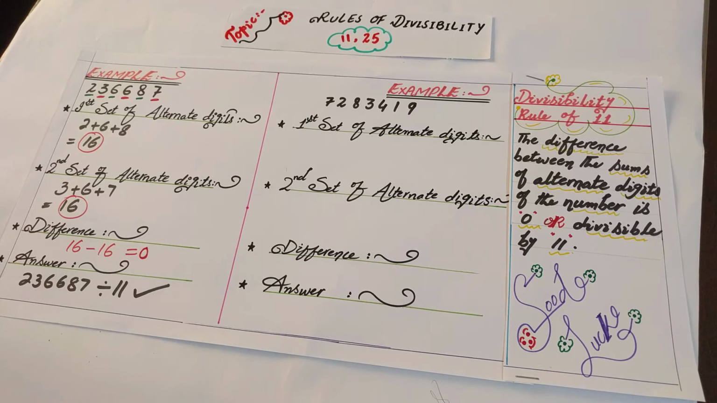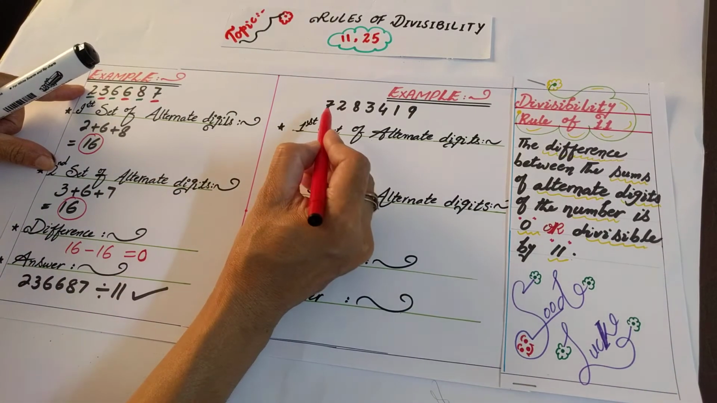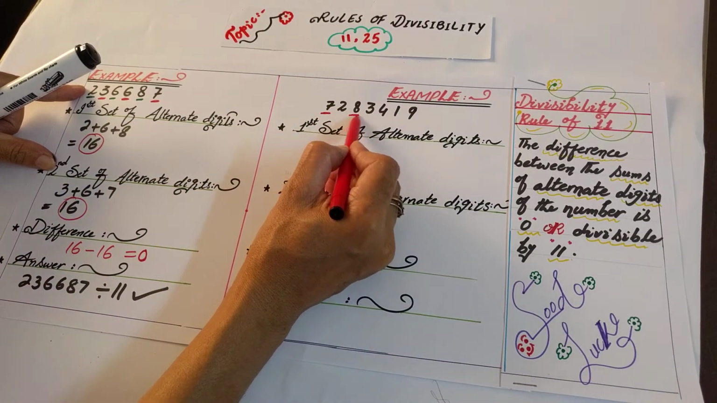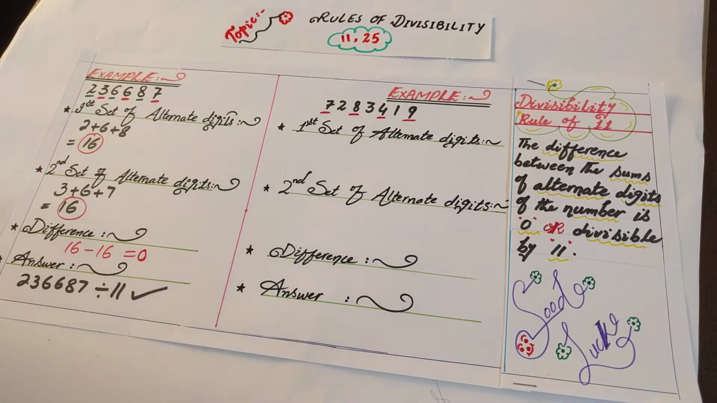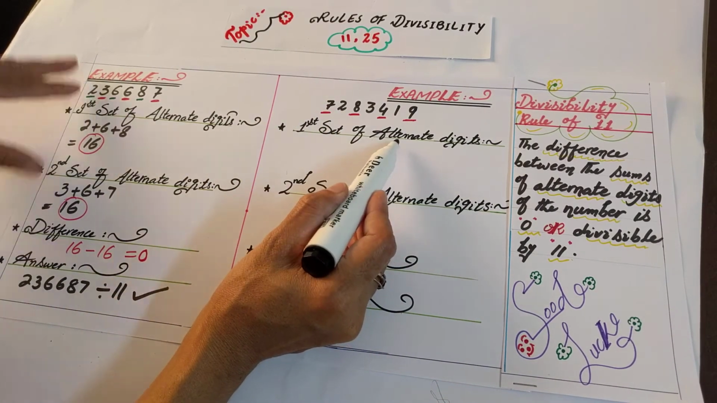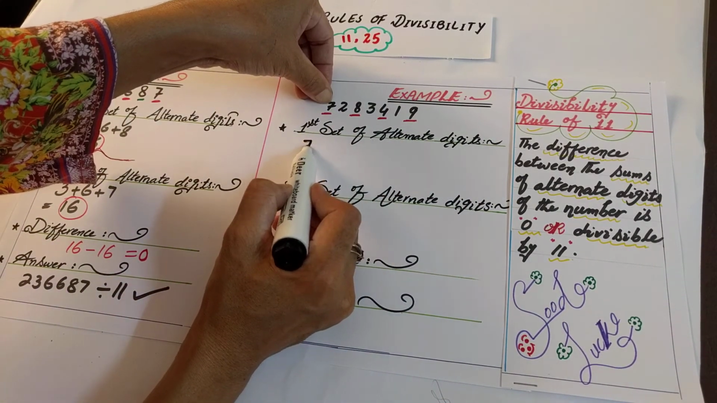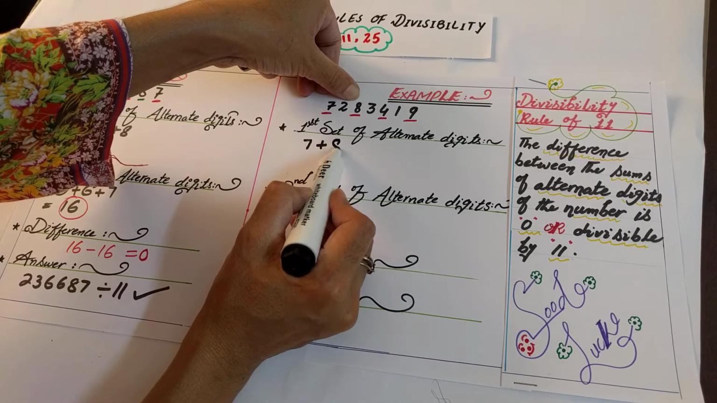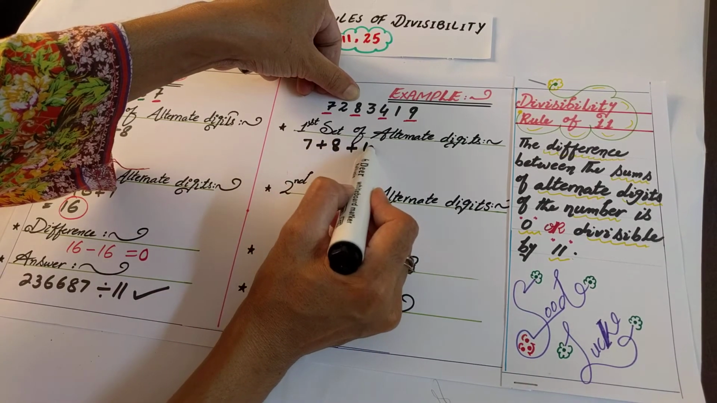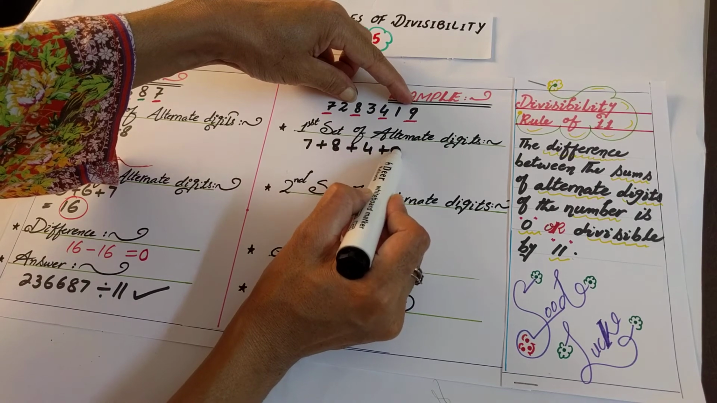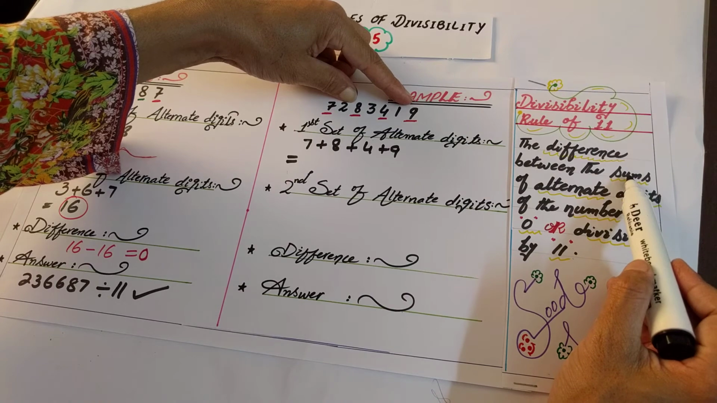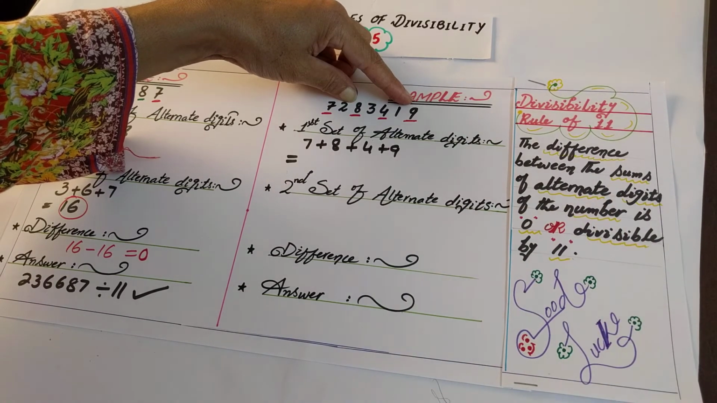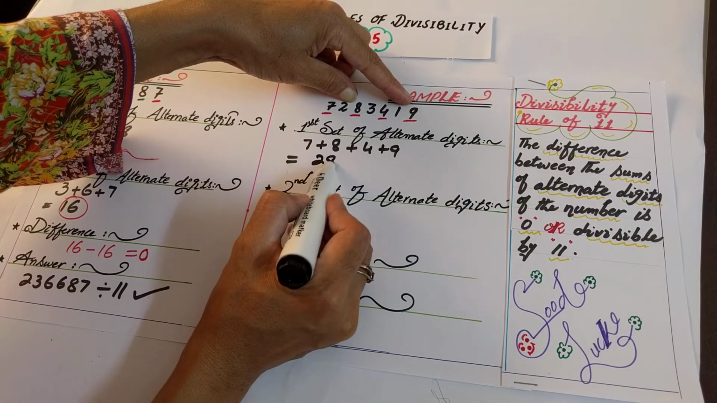So firstly you have to choose the alternate digits. 7, 8, 4, 9. These are the alternate digits for the first group. So the first group of alternate digits is 7 plus 8 plus 4 plus 9. We are finding the sum of alternate digits. Sum is 28.